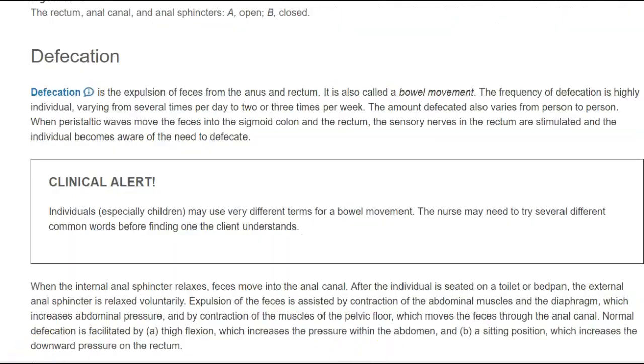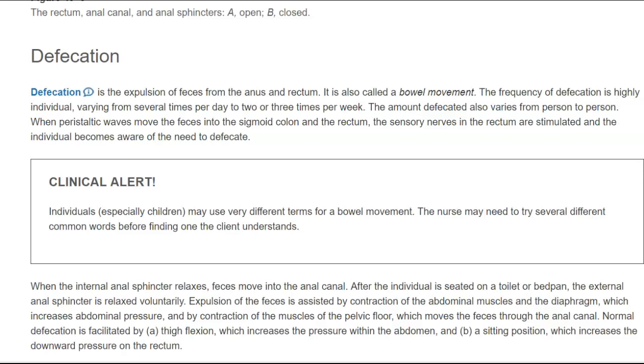Also wanted to point out to you guys, when you see something in your book that says clinical alert, either Joint Commission, BRN, or some higher governing authority, they have found this to be very important. So whenever you see a clinical alert, make sure you read it, take notes about it, and understand it, okay?